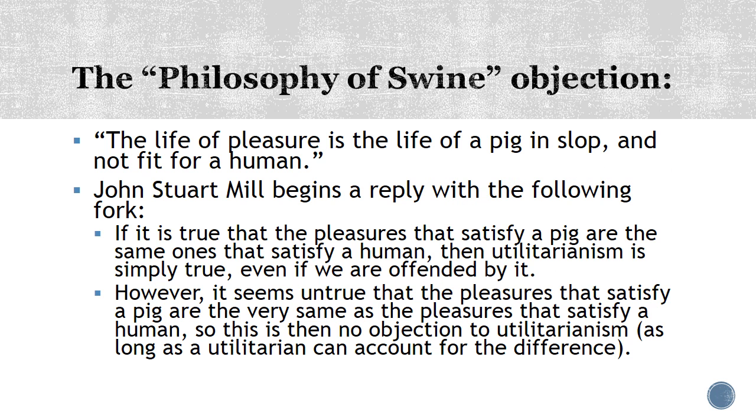John Stuart Mill's reply to the philosophy of swine objection starts with the following fork. He says, if it's true that the pleasures that satisfy a pig are the same ones that satisfy a human, well, then utilitarianism is simply true, even if we are offended by it. However, if it doesn't seem true that the pleasures that would satisfy a pig are the very same as the pleasures that would satisfy a human, then this is no longer an objection to utilitarianism. Again, as long as the utilitarian can account for the difference between the kinds of pleasures that would satisfy a human, or that would be fit for a human, and those that would be fit for a pig in slop.